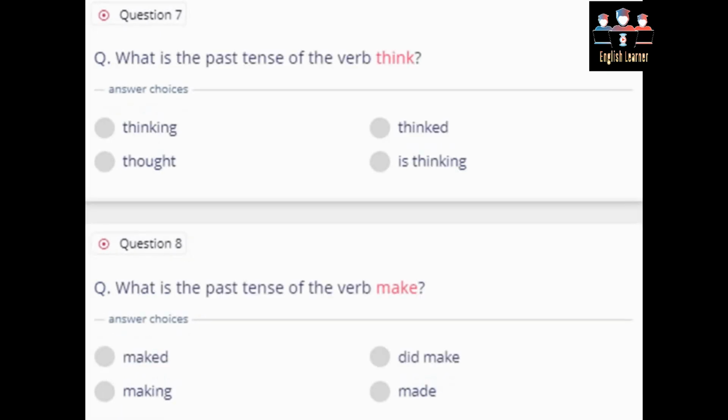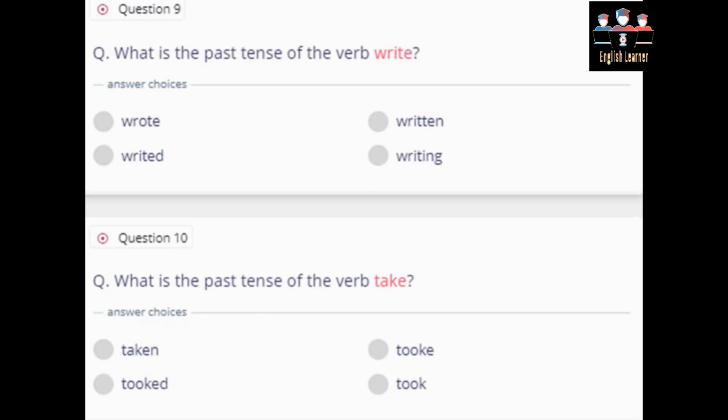Question number 7. What is the past tense of the verb think? Option 1. Thinking. Option 2. Thinked. Option 3. Thought. Option 4. Thinking. Question number 8. What is the past tense of the verb make? Option 1. Maked. Option 2. Did make. Option 3. Making. Option 4. Made.